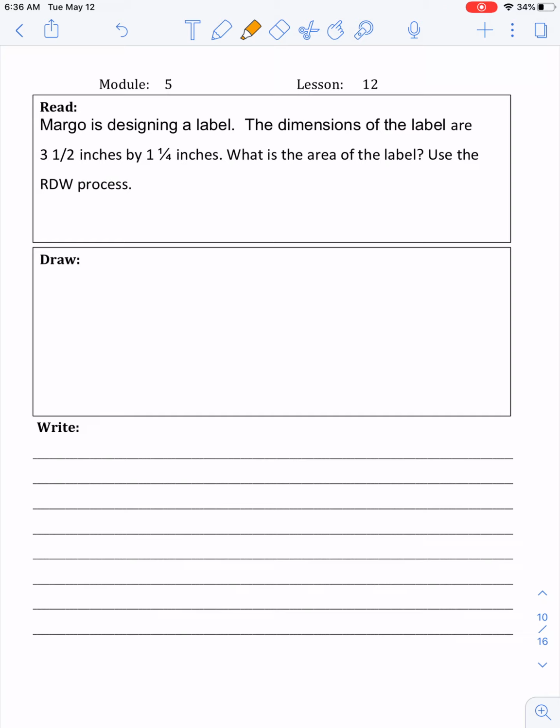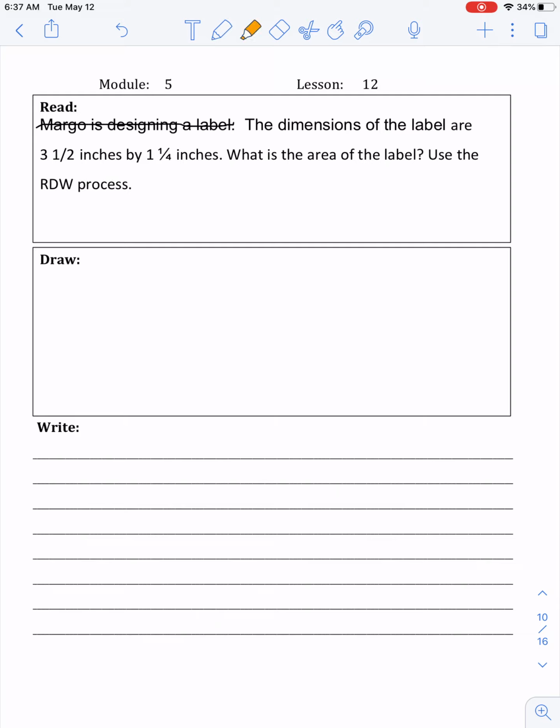So let's read that first sentence. Margot is designing a label. Do we need anything from that? No. So we can cross that out. The dimensions of the label are 3.5 inches by 1 1/4 inches.